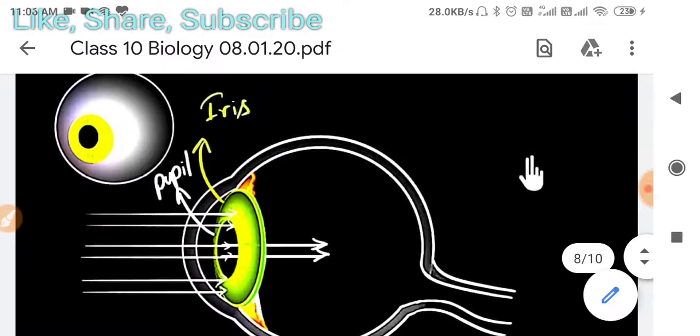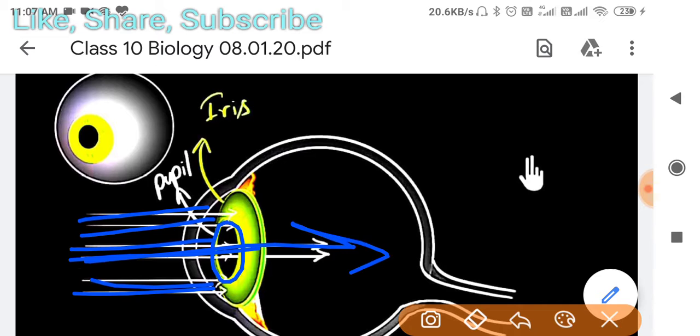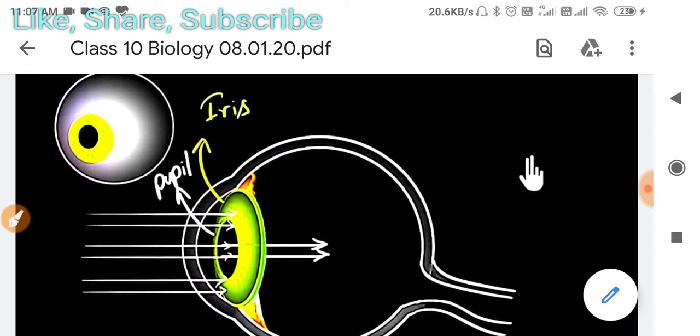Now what you have to understand: the first part which you normally see, this rounded black structure in everyone's eyes, is known as the pupil. From this pupil, whatever light comes in, as you know, we are able to see anything with the help of light only. The light goes inside from the pupil to the other structures, which will be discussed later.